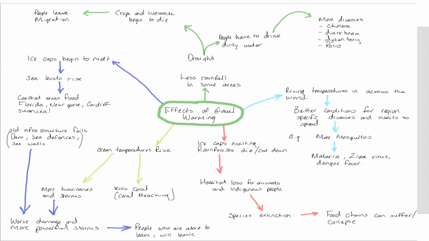Brilliant. So we're working our way around like a clock. So we'll go to the blue side. Rising temperatures across the world. This is a big issue because it has better conditions for region-specific diseases. So some diseases we don't have in northern Canada where it's extremely cold because we don't have some animals that can transfer the diseases, such as malaria, as you can see down here. Malaria or Zika virus or dengue fever.